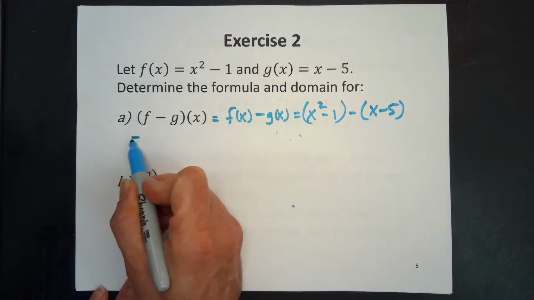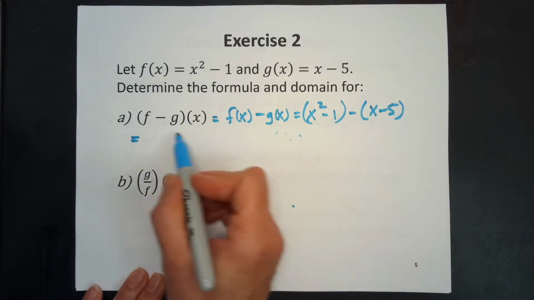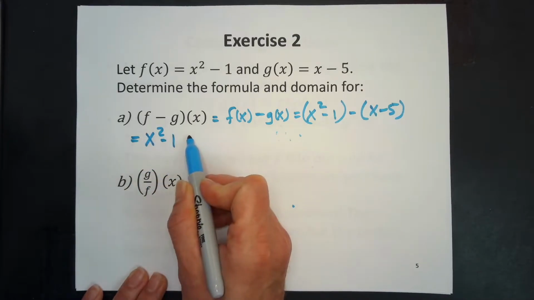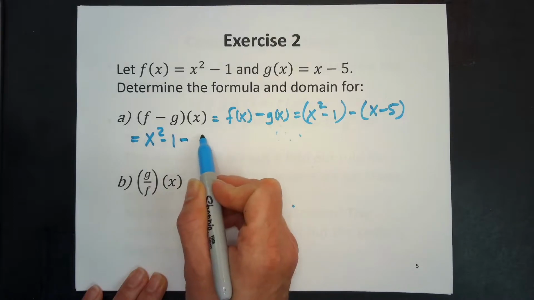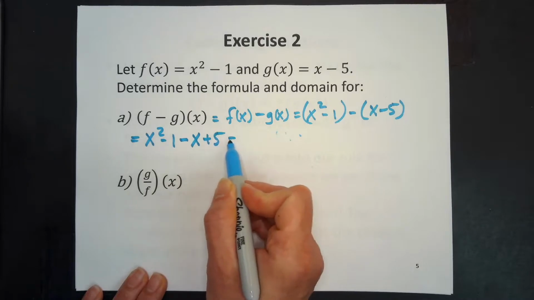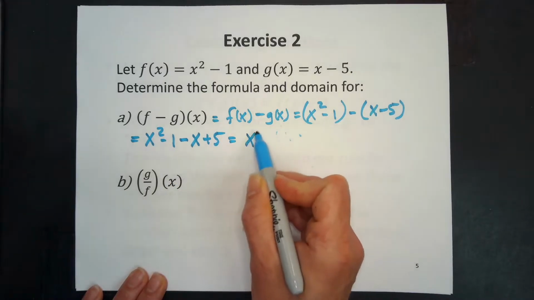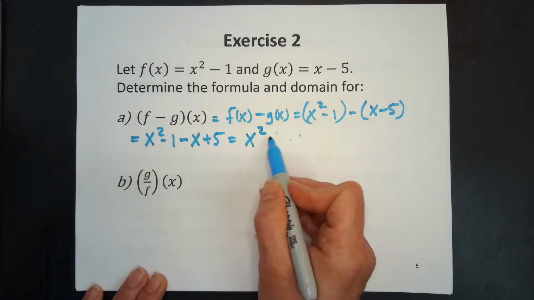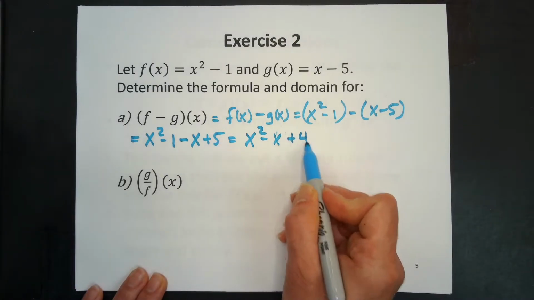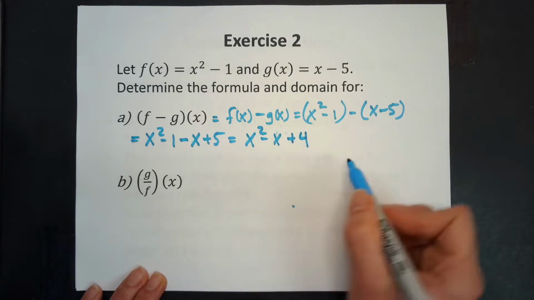And now I'm just going to carry out distributing the negative. So I'm going to have x squared minus 1, that was my f of x. And I distribute the negative across my g of x, which was x, now becomes negative x plus 5. And then I have two terms I can combine, so that'll be x squared minus x, and then negative 1 and 5 gives us positive 4. And that's my final answer right there.